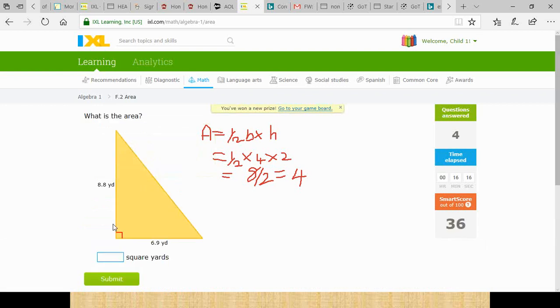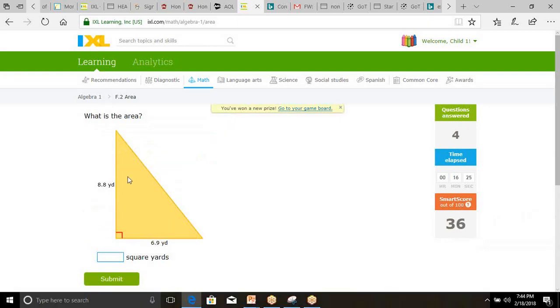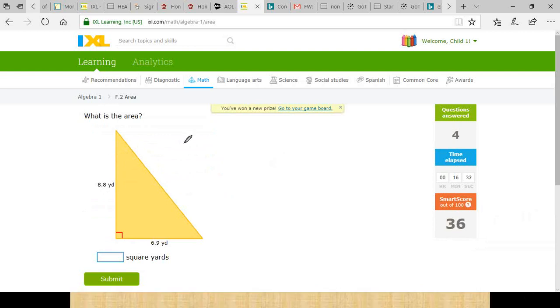Okay, so the area of a triangle is half the base times the height. Okay, so let's do this one. So what's the area? What's the area of this triangle?